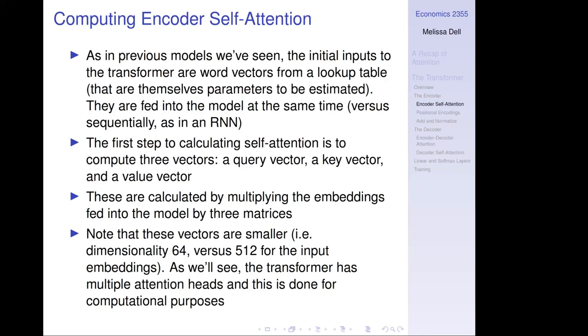And these are just calculated by multiplying the embeddings that are fed into the model by 3 matrices. One thing to note is that these vectors have a lower dimensionality than the input vectors. In the transformer paper, the input word vectors have dimensionality 512, and the key, query, and value vectors have size 64. The reason for this, as we'll see in a few slides, is that the transformer has multiple attention heads, and this is done for computational purposes.